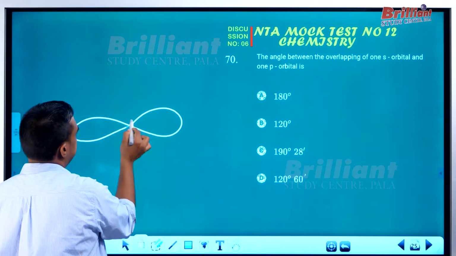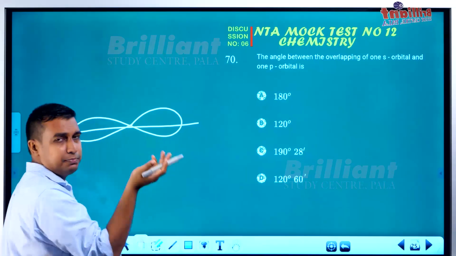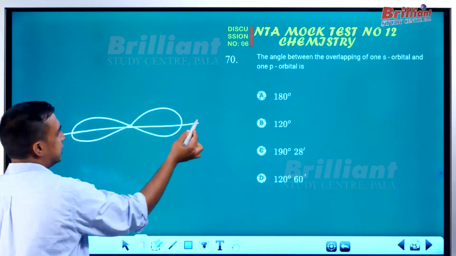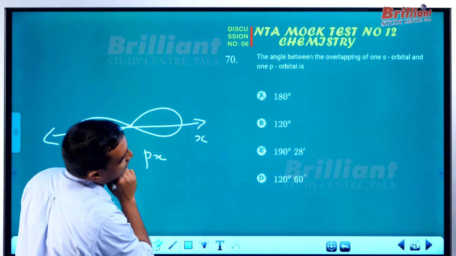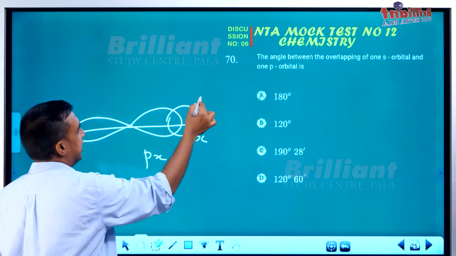Now this is suppose our p orbital. It can be px, it can be py, it can be pz. So this is my x-axis, so automatically this is my px orbital. Along with this, suppose I have an s orbital, this is my s orbital.